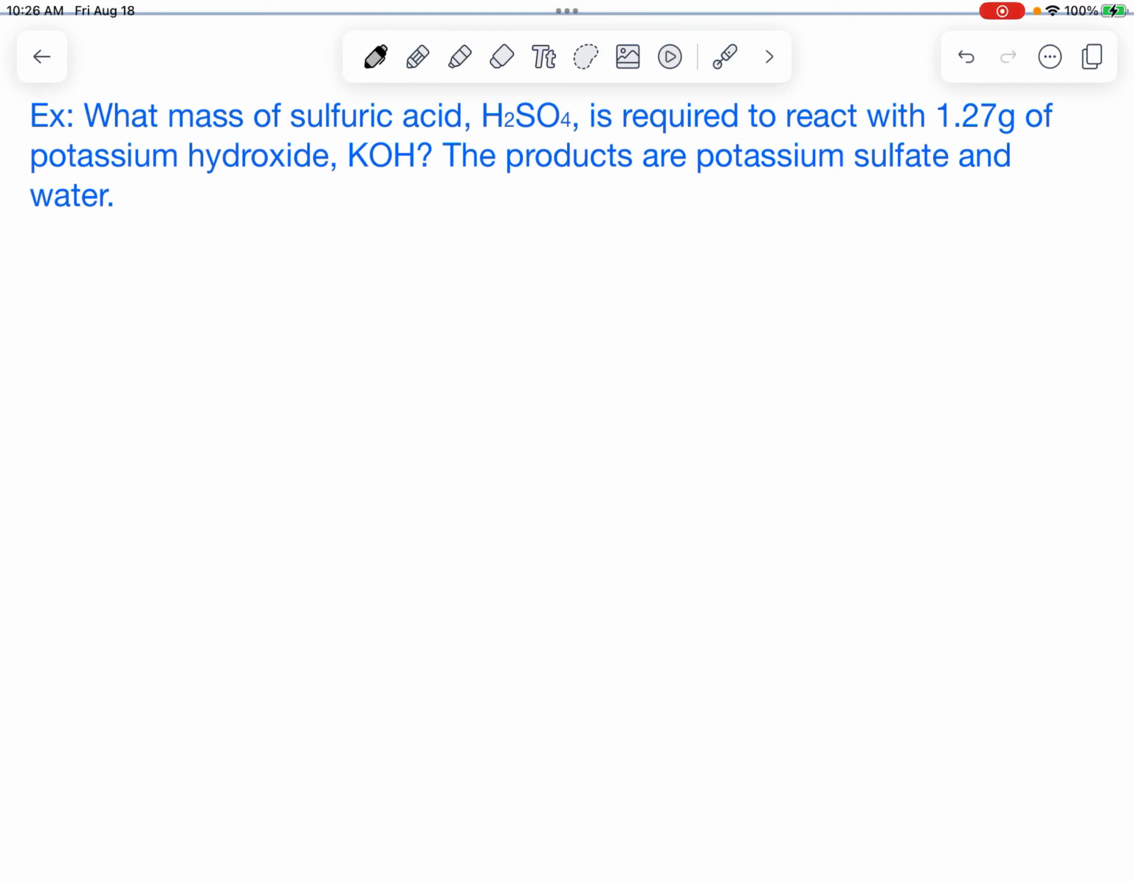So the first thing that we need to do is write out our chemical reaction. So we have sulfuric acid, H2SO4, reacting with potassium hydroxide, which is KOH, and that's going to give us potassium sulfate, which is K2SO4, and water, which is H2O.